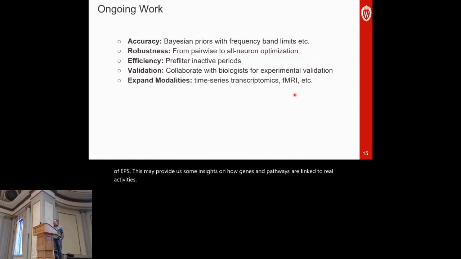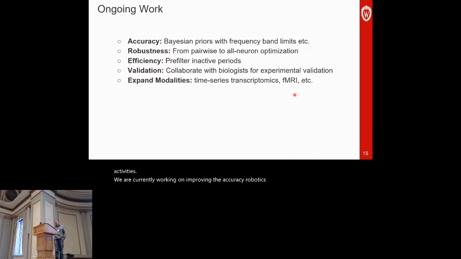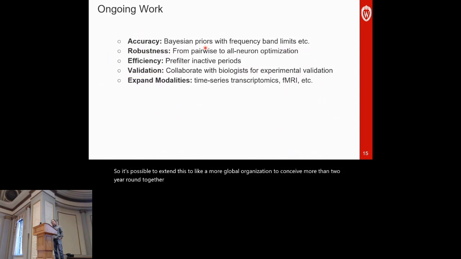We are currently working on improving the accuracy, robustness, efficiency, experiment validation, and more modalities. Just taking two examples: currently we only compare X and Y, a pair of two neurons. So it's possible to extend this to a more global optimization that considers more than two neurons together as a graph, a combined optimization. And secondly, there's a big demand for efficiency.